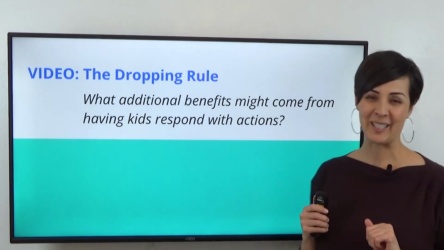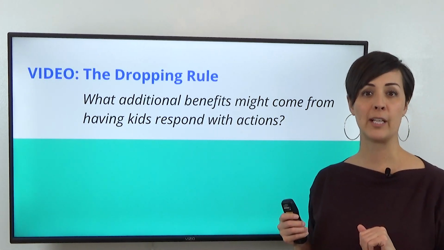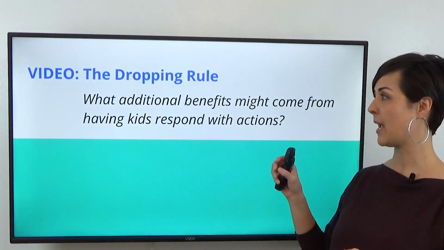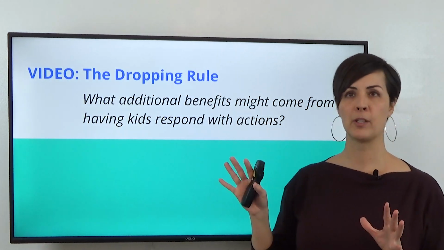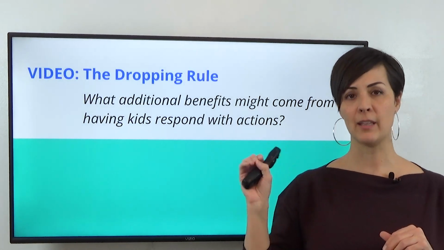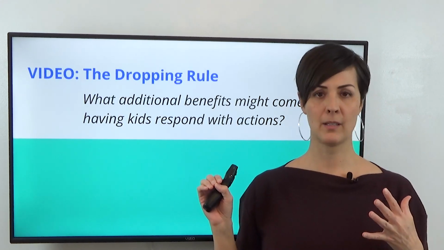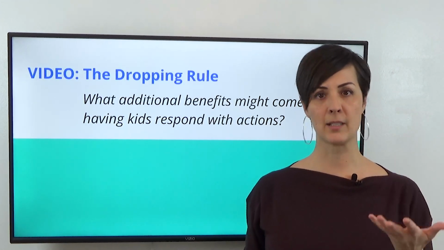So I want to show you a video. This is of first graders learning the dropping rule. And the dropping rule is basically the idea that if you have an E that comes in front of a vowel suffix, then you drop the E before adding the suffix.